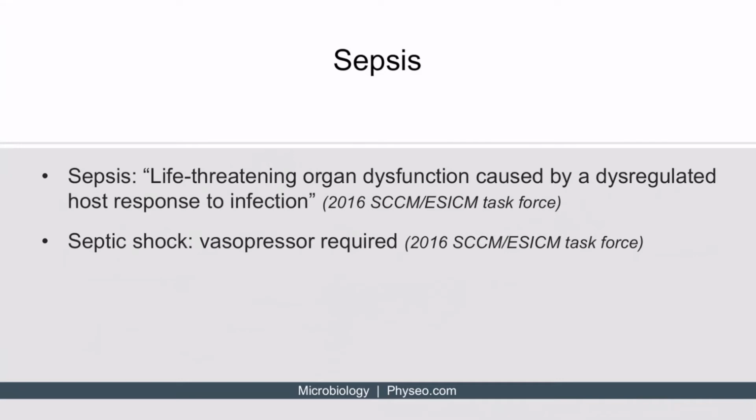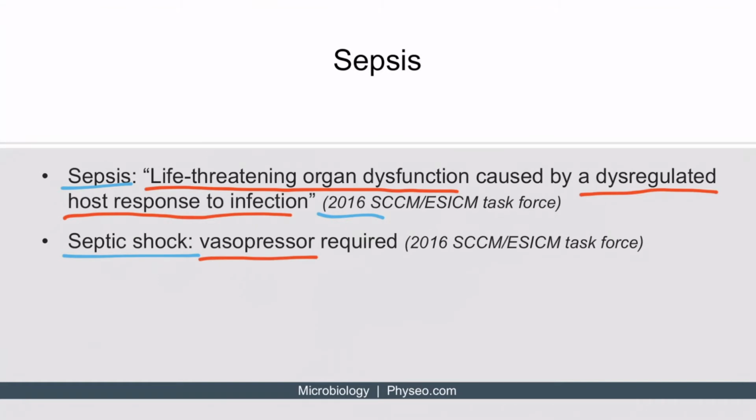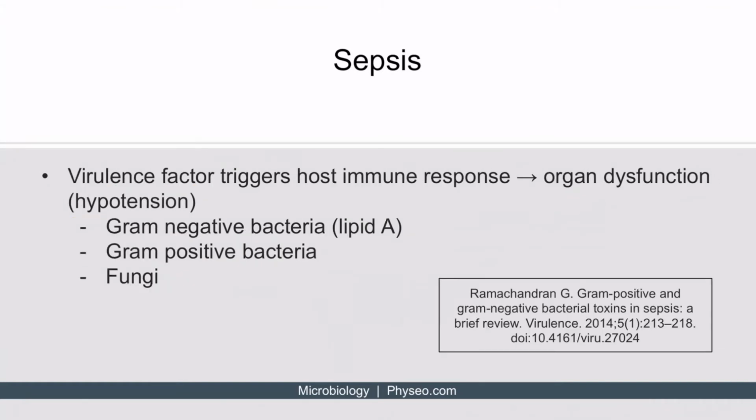In fact, in 2016, this special task force updated the terminology to basically two things that you need to know. There's sepsis and there's septic shock. It's that simple. Sepsis is defined as life-threatening organ dysfunction caused by a dysregulated host response to the infection. And septic shock just means that it's sepsis that requires a vasopressor to maintain adequate blood pressure. This slide demonstrates the basic mechanism of sepsis.